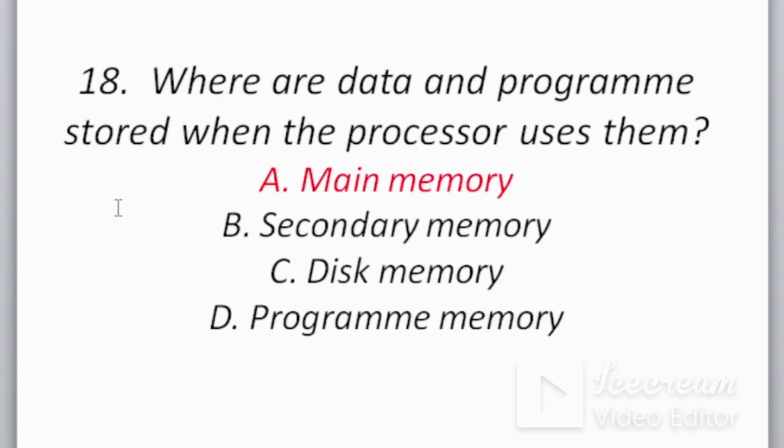Number 18, where are the data and programs stored when the processor uses them? A, main memory. B, secondary memory. C, disk memory. D, program memory. The correct answer is A, main memory.